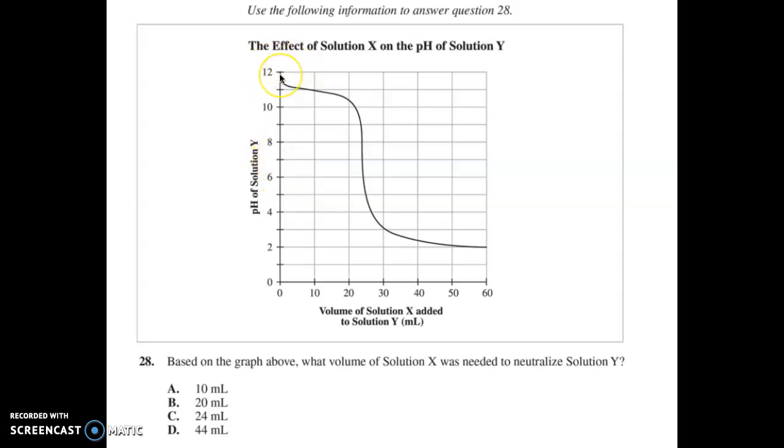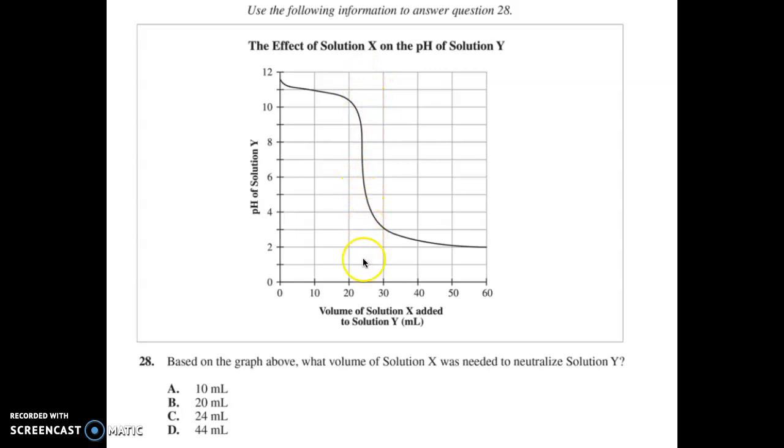And we started with a basic solution because the pH was between 10 and 12 here. And so we've added 10 milliliters of, I'm assuming, some acid. And then it starts to go down here. So neutralization is starting to happen here. So when does it hit the 7? That's what we're looking for.